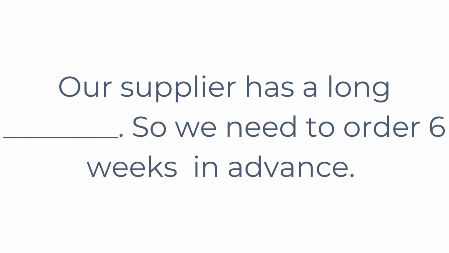Question 1. Our supplier has a long so we need to order 6 weeks in advance. Is this overtime, lead time, or just in time? If we think about the windows again and we go back to think about building a house, then we need to get the products in time, and the answer here is lead time. Our supplier has a long lead time, so we need to order 6 weeks in advance.